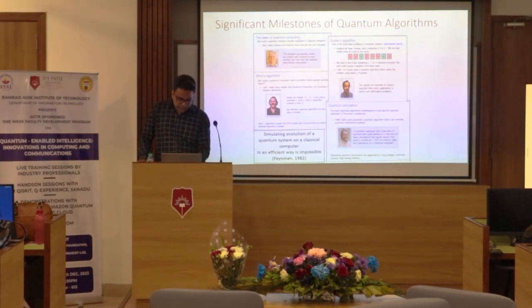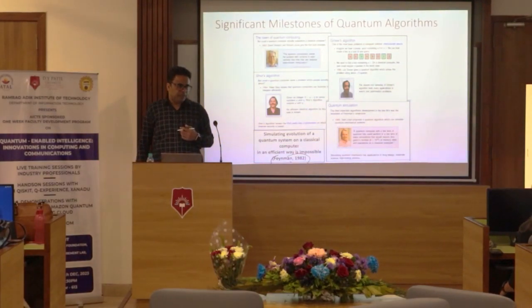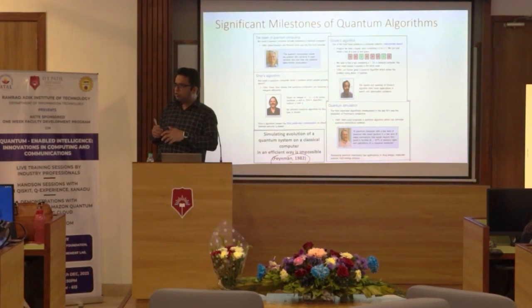In 1982, Richard Feynman, a great scientist, proposed the idea of a quantum computer. He said that if you want to simulate quantum mechanical devices, then you should have a computing device based on quantum mechanical phenomena. So basically he was saying that if you want to simulate something quantum mechanical, you should have quantum computing. But at that time this idea did not take off.